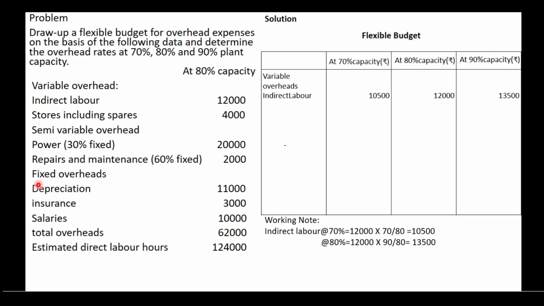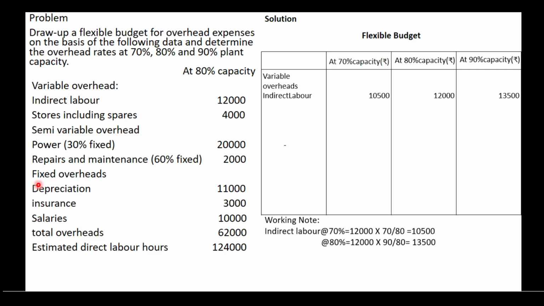And the next one, the stores including spares. At 80% capacity, the amount is 4,000 rupees. Stores including spares, the amount at 80% capacity, 4,000. So now we calculate for the 70% and 90%.